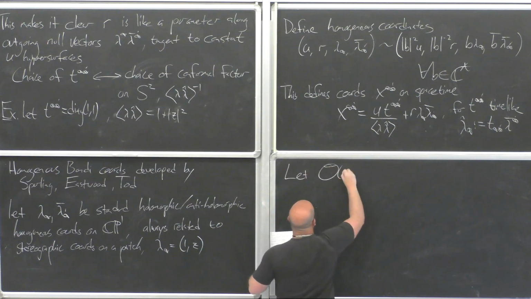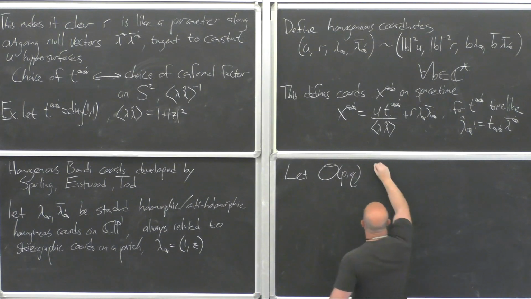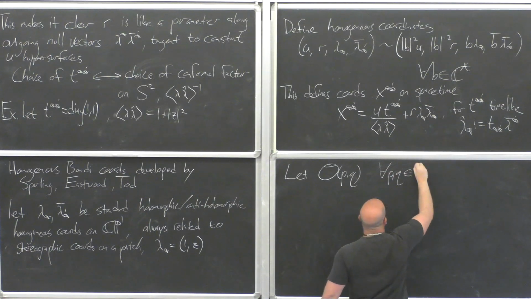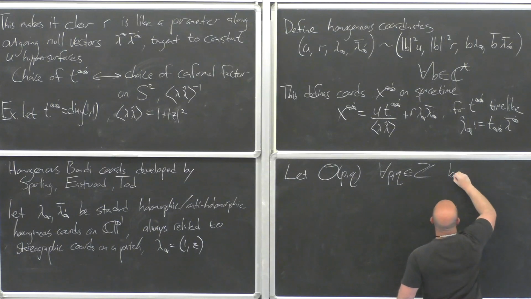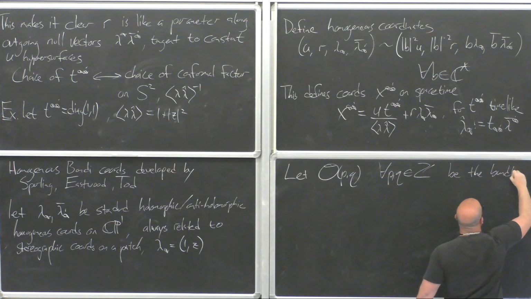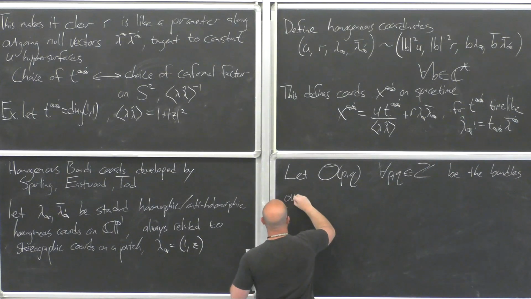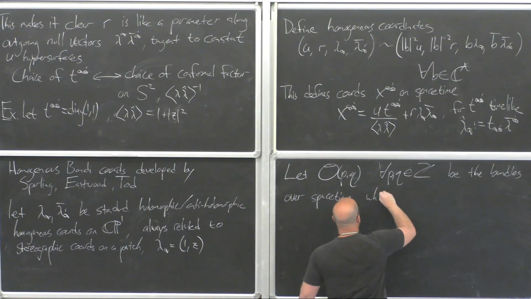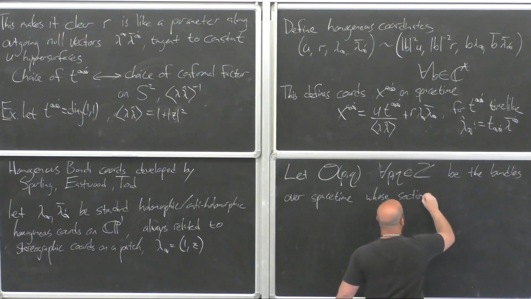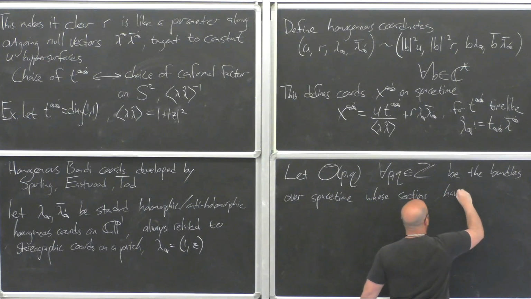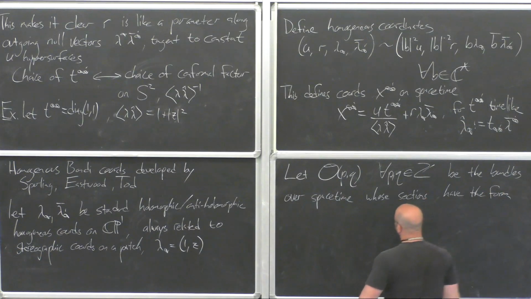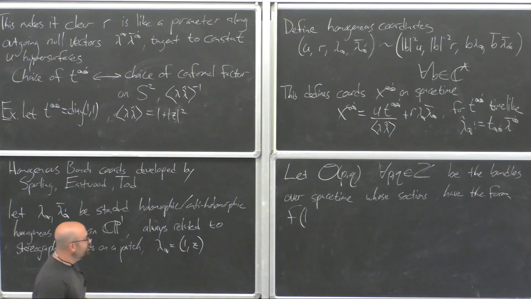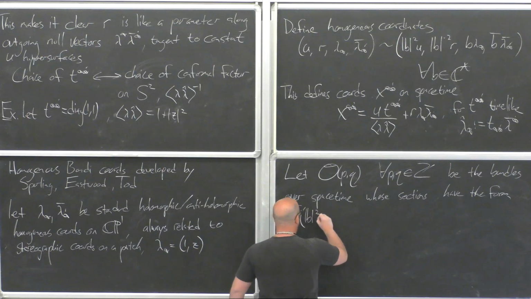So let curly O PQ, for all integer P and Q, be the bundles over your spacetime whose sections have the form of some functions of u, r, lambda, and lambda bar that transform in a certain way under this homogeneous rescaling.